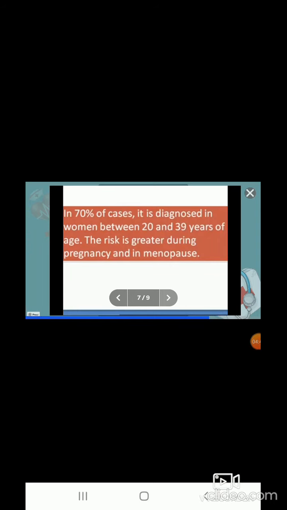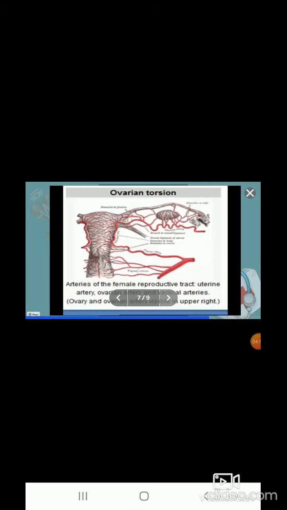Risk factors include increased length of the ovarian ligaments, pathologically enlarged ovaries, more than 6 centimeters, ovarian masses or cysts, and enlarged corpus luteum in pregnancy.